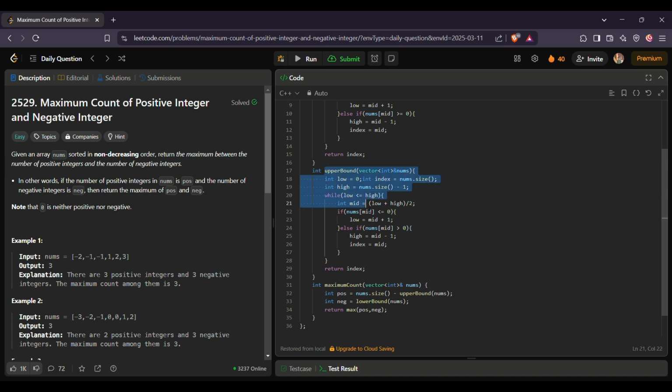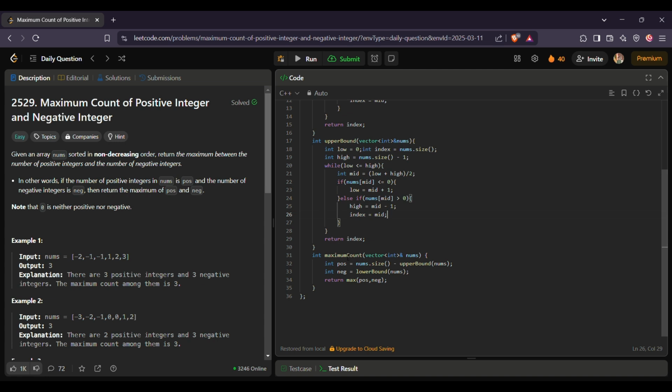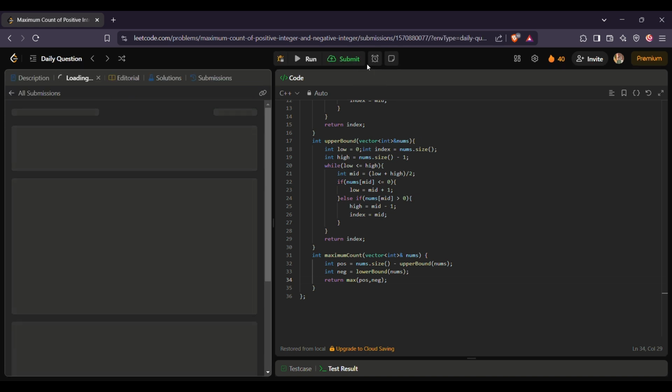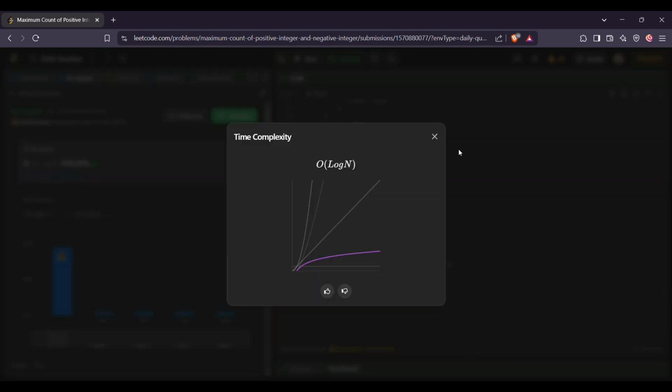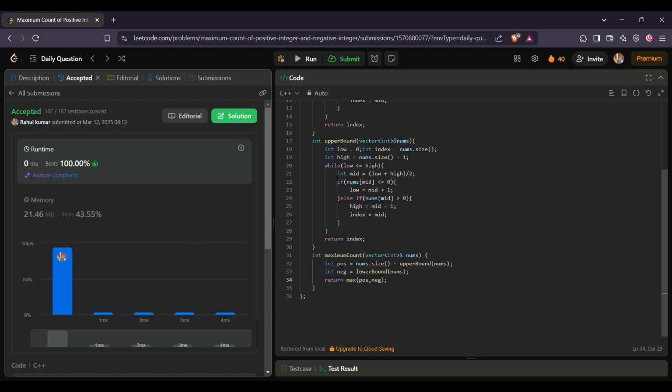Same for the upper bound, but this time we move low only if nums[mid] is smaller than or equals to 0. Whenever it is greater than 0, we will update the value. We don't want 0. Then the positive integer count is nums.size minus the upper bound, and the negative count will be equal to the lower bound. We will simply return the maximum of these. You can submit it. So you can also see the time complexity is O(log N). So that's the code.